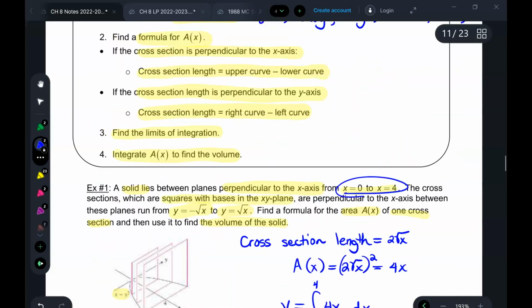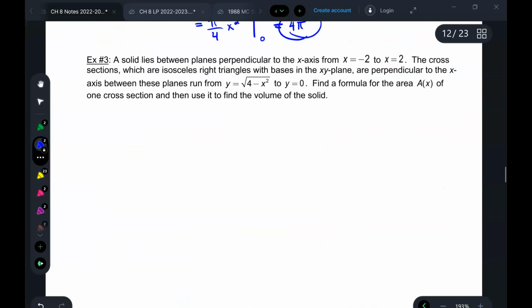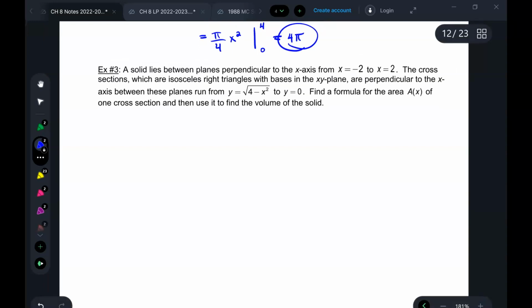But again, the thing about word problems, and I try to do this specifically, these aren't necessarily spelled out in your book. This is part of my explaining to you how to come up with a system, a step-by-step process to break those word problems down into something more manageable. So now when we get to a different problem, we can think back to those steps. Good? Okay, so a solid lies between planes perpendicular to the x-axis.